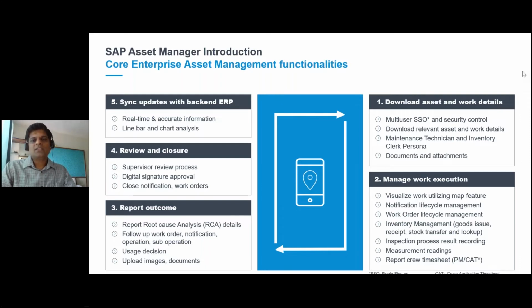So core basically starts with downloading the right information for your site workers. Site workers such as your maintenance technicians or supervisors, or it can be an inventory clerk. They can log into the Asset Manager mobile application using single sign-on, and depending on the security roles assigned to them or the pre-configuration done in the SAP Asset Manager, they can visualize the personalized work assignments. This feature is very important because now your crew or site workers can understand their accountability and they can track the status of their work.